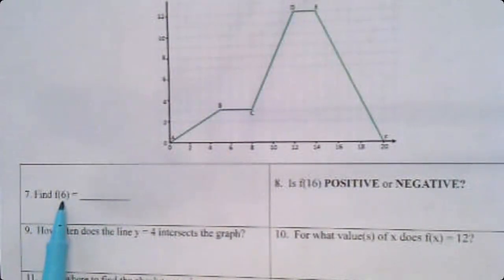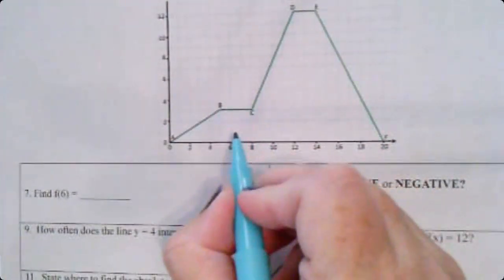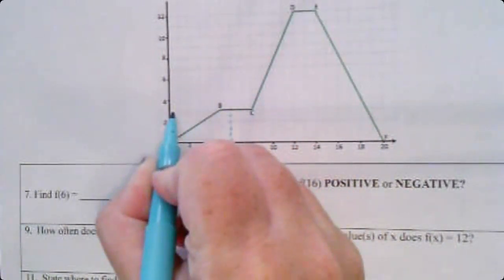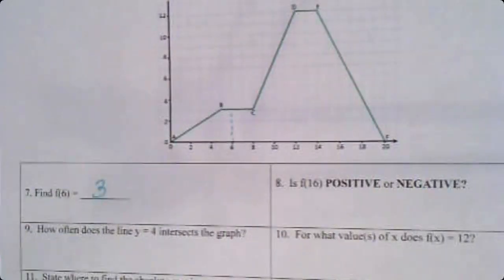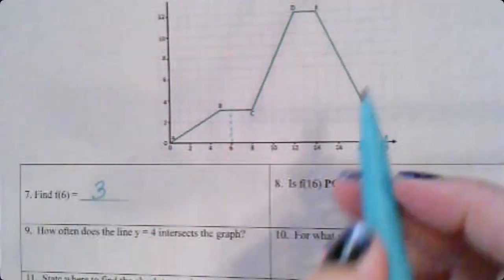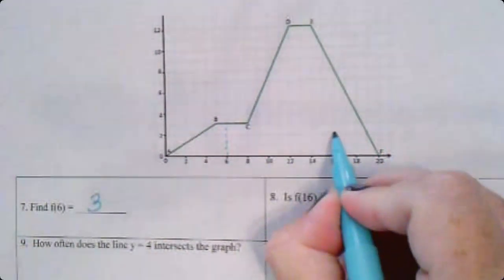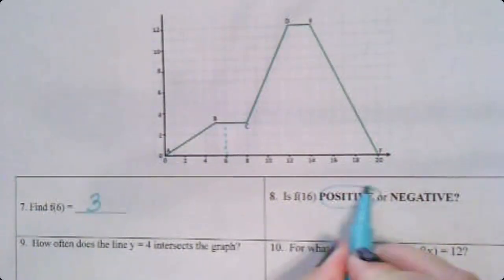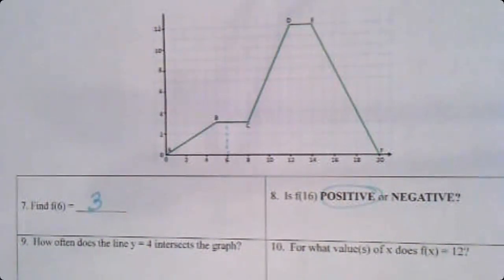Okay, so find f of 6. So f of 6 is right here, and it's at that value, which looks like it is 3. Okay, f of 16, the line is really right here above, so we know our answer is going to be positive. Okay, let me see if I can get something darker that will show up a little bit better.